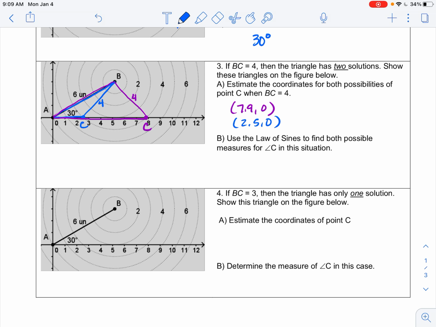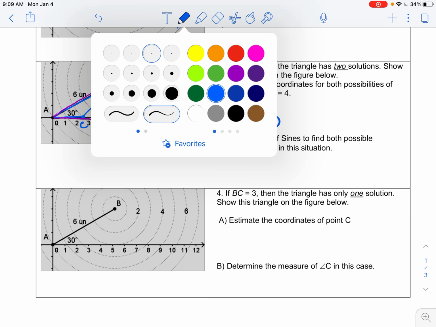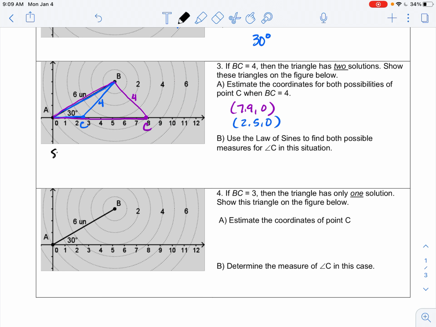And we're just estimating, so it's fine. Now, part B says use the law of sines to find both possible measures for angle C in this situation. All right, so our law of sines: sine of C over little c is equal to sine of A over little a. All right, let's make some substitutions. So sine of C over little c.